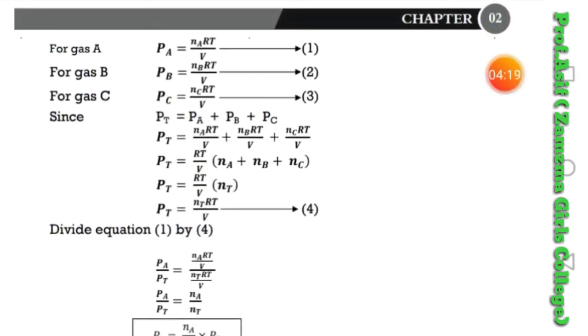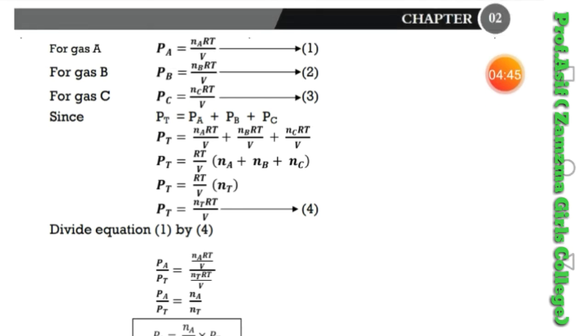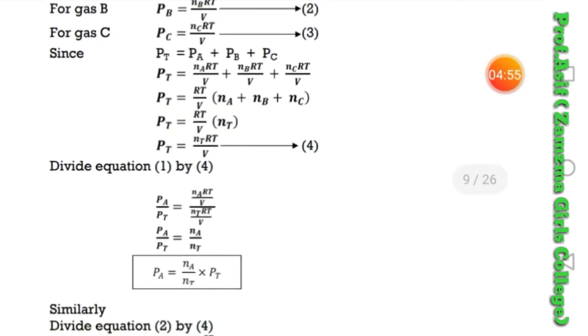We have taken a mixture of 3 gases, gas A, gas B and gas C. From PV = nRT, I have isolated P, that is P = nRT over V, for gas A, B and C respectively. Since Pt, meaning total pressure, is equal to the sum of Pa, Pb and Pc, by substituting their values we take RT over V common. So the sum of Na, Nb and Nc becomes equal to the total number of moles, Nt. So the final derivation is there.